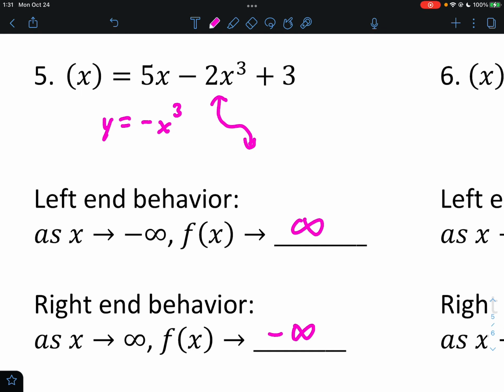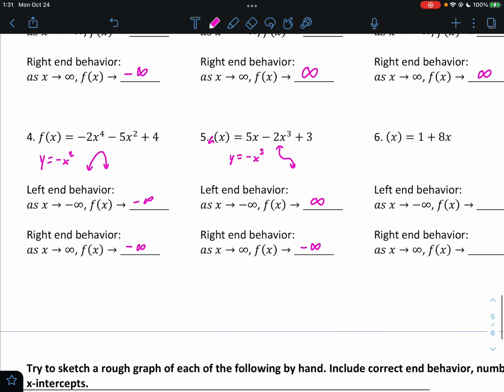Seem to have forgotten to name this function. We'll call it g of x. And the next one, too, we'll call it h of x.